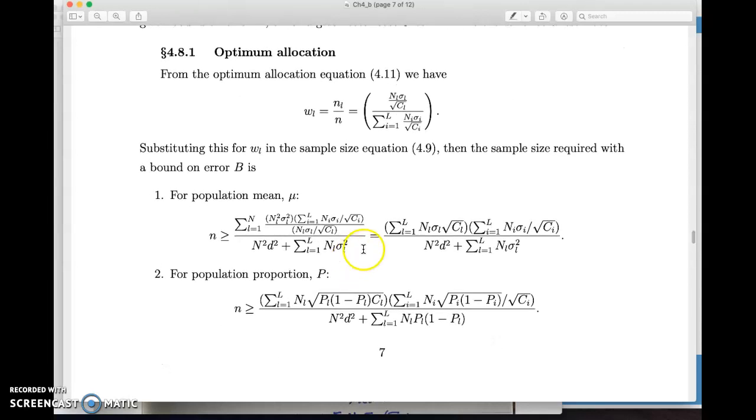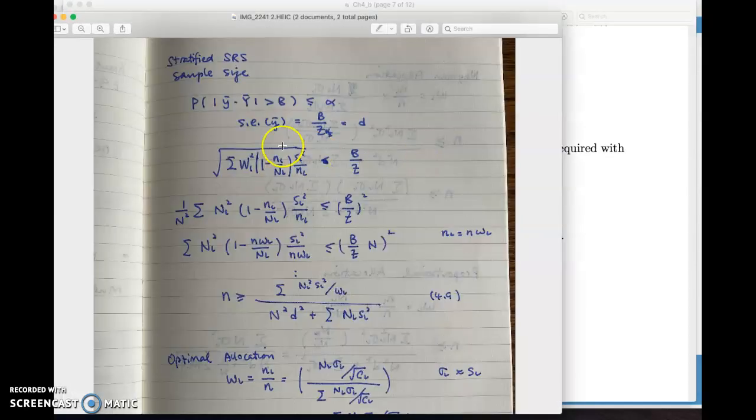So first of all, the optimal allocations. We consider our sample allocations nL with respect to the total, considering the population size, variability, and the cost with respect to the total of the populations. If this is the case, we can substitute wL into equation 4.9 that defines the sample size equations. I just copy that into my written notes.